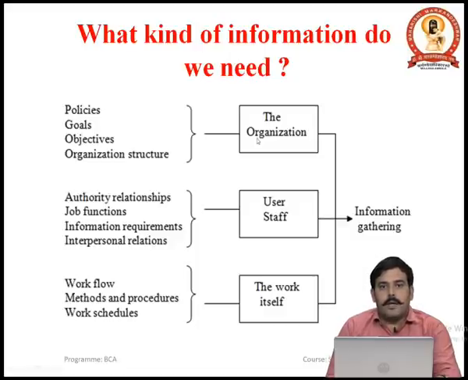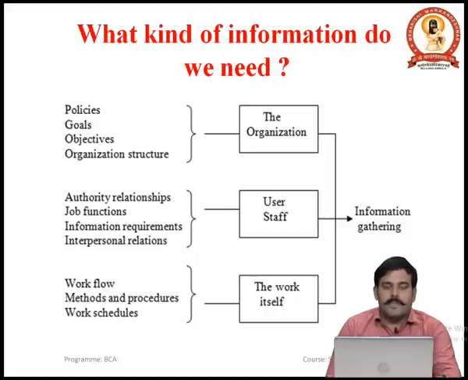We will acquire here the information about the organization by getting the knowledge or information about policy, goal, objective and organization structure. Secondly, for getting the information about the user staff, we have to get the information about the authority relationship, who are authorized for any function or who are governing any department or any operation in the organization.